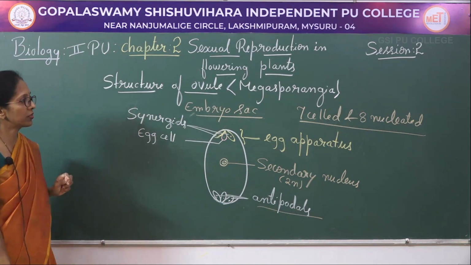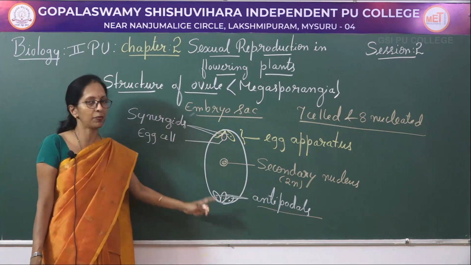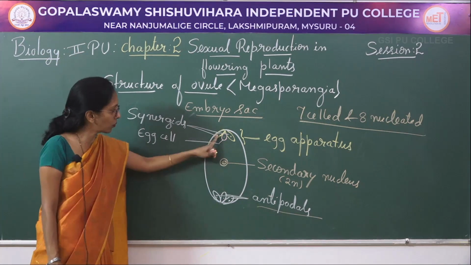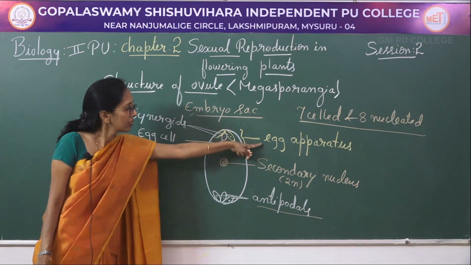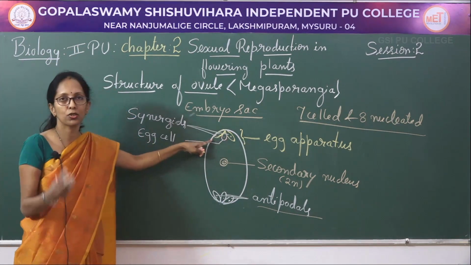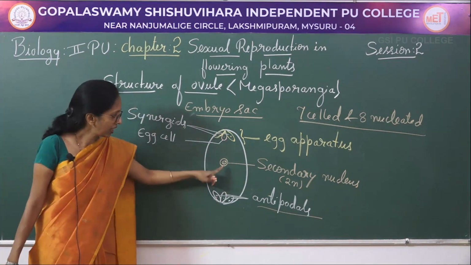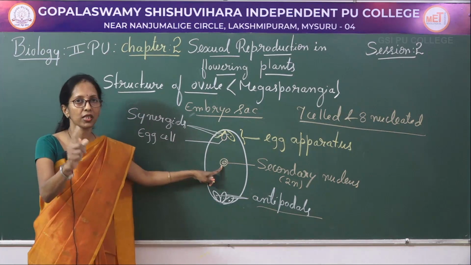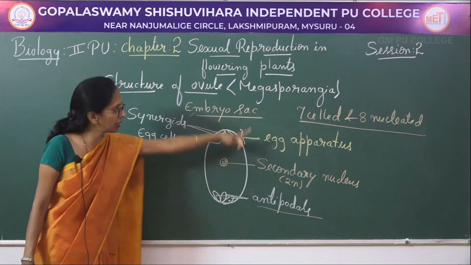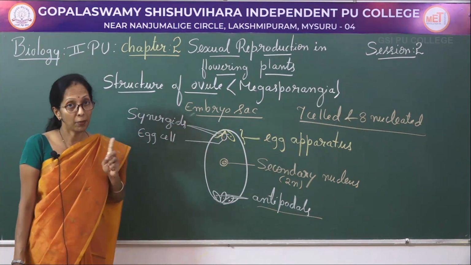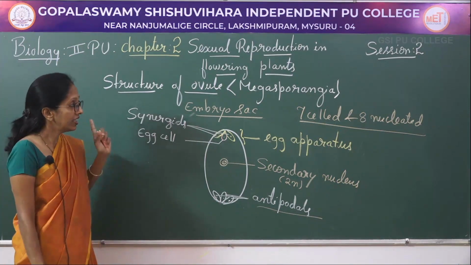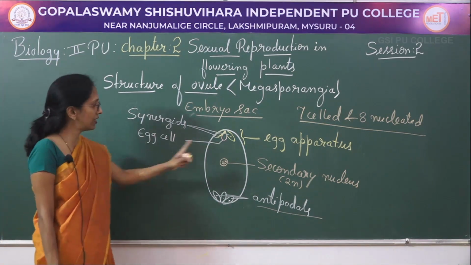So why is this said to be 7 celled? Because there is a presence of 7 cells: egg apparatus which consists of 3, antipodals consist of 3, and in the center the presence of secondary nucleus. So totally it becomes 7 cells, but it contains 8 nucleated condition.